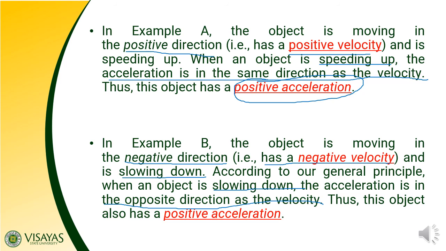So the velocity kanina, since the object is moving in the negative direction, it has a negative velocity. Pero the object is slowing down, so we must follow the general principle. So the acceleration must be opposite in direction to the velocity. Since negative velocity ito, ang ating magiging acceleration dito ay magiging positive acceleration, since opposite yung direction ng acceleration as the velocity.